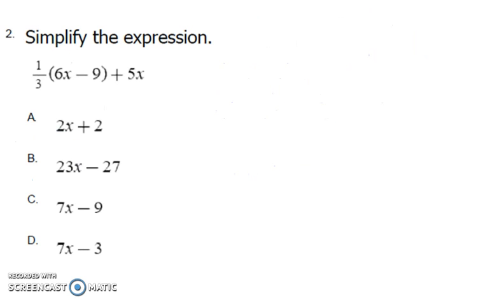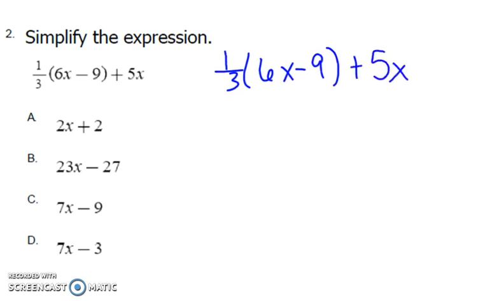Again, second question, we want to simplify our expression. We have 1/3 times the quantity of 6x minus 9 plus 5x. Now, again, we have a number out in front of our parentheses, so we're going to distribute that 1/3 throughout it. Please keep in mind, we're distributing it only to the numbers inside the parentheses. My parentheses stops after the 9, so we're not going to distribute it to the 5x.